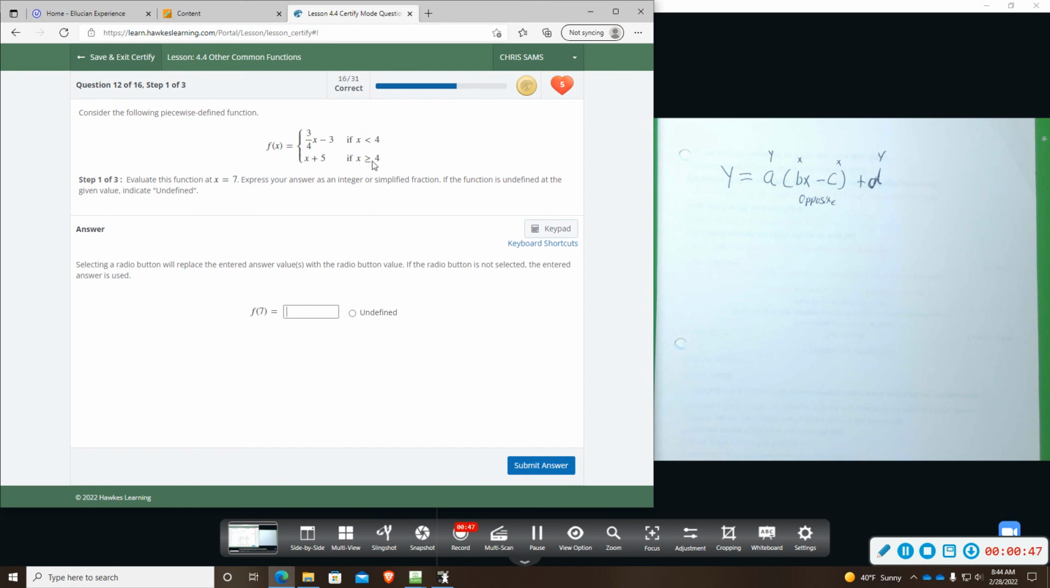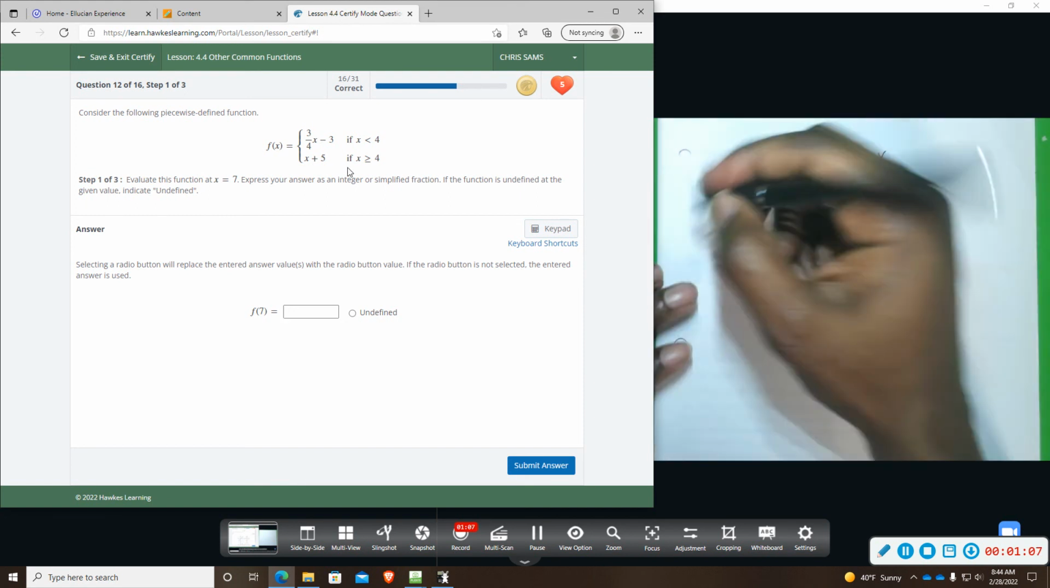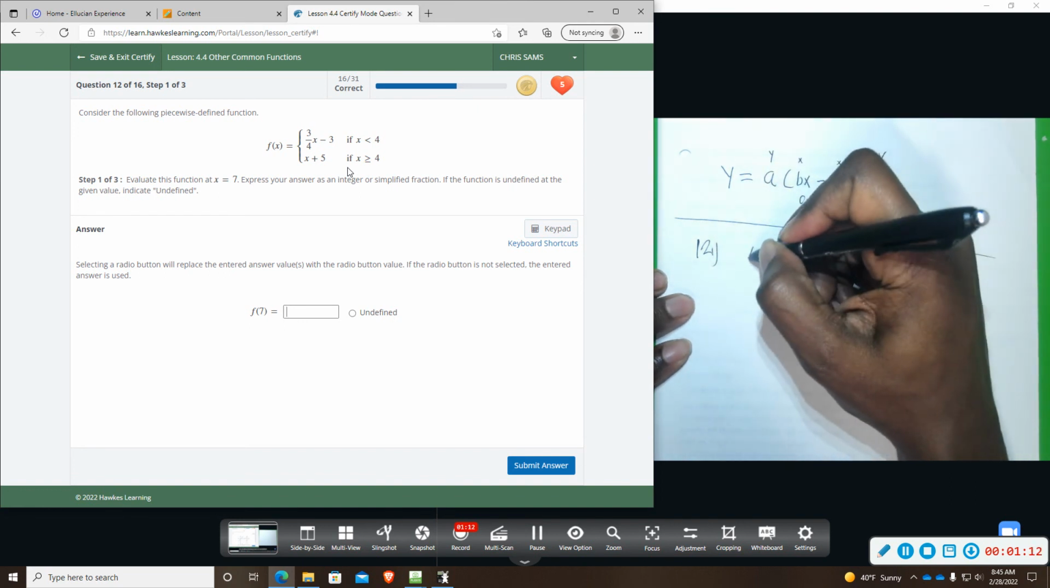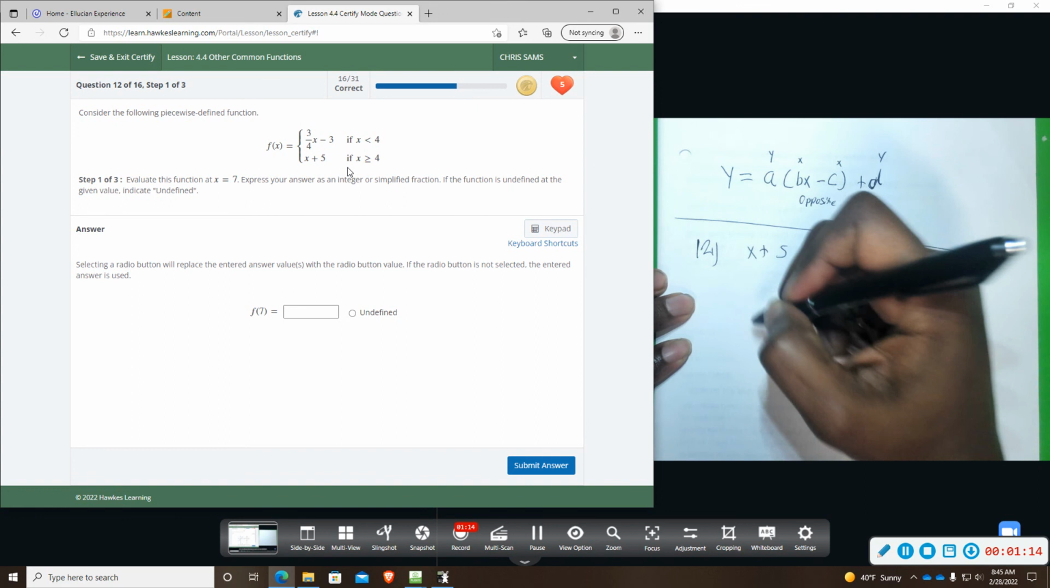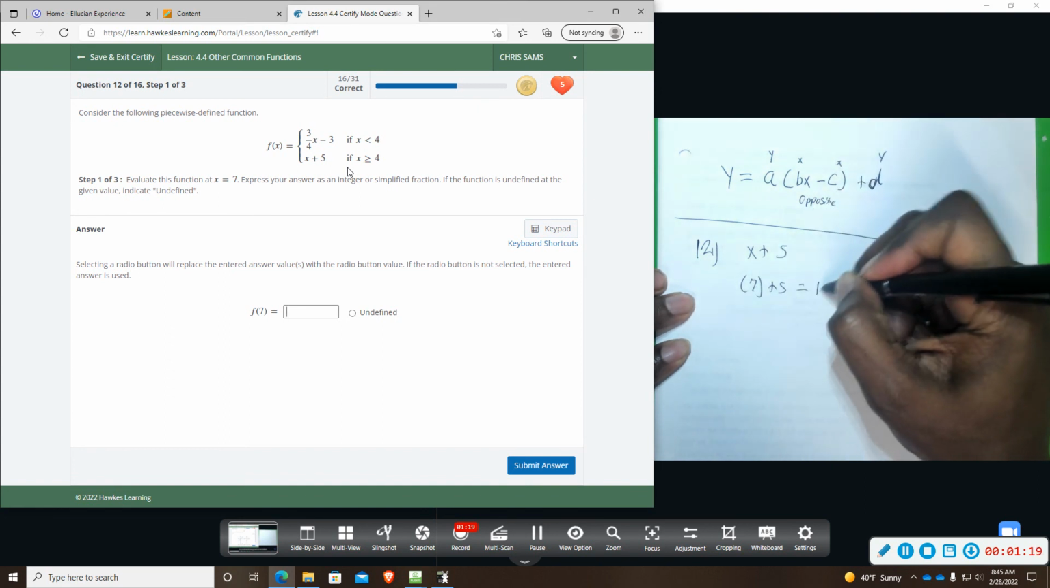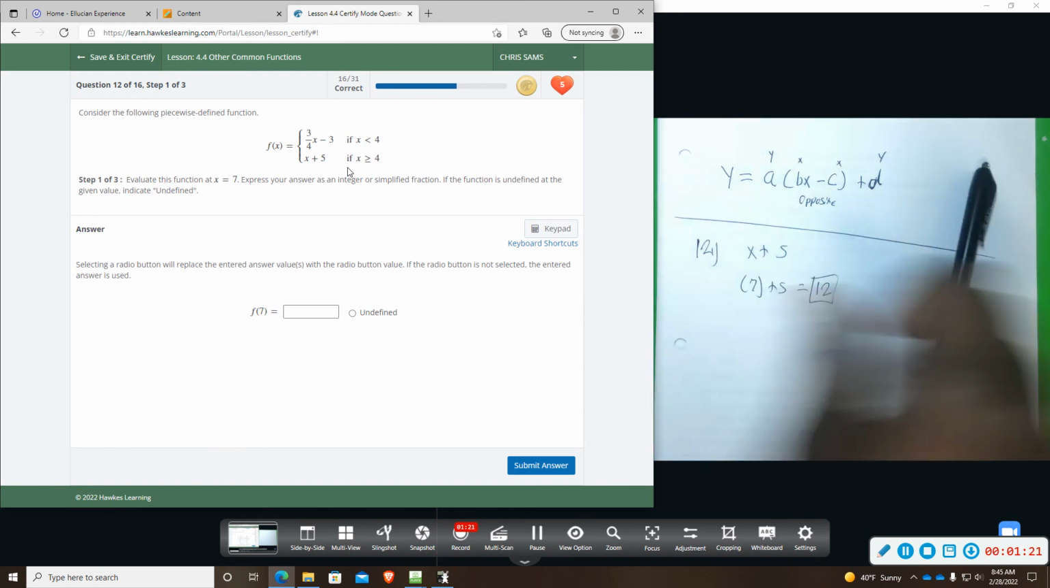So when they want us to evaluate at x equals 7, we have to know which one to plug it into. You have to make sure you look at the restrictions. The one that says x is greater than or equal to 4, so that'd be 5, 6, 7, and on, includes 7. So we want to plug it in here. All we want to do is take our function x plus 5 and plug in a 7. And that gives us 12. So our value is 12 here.